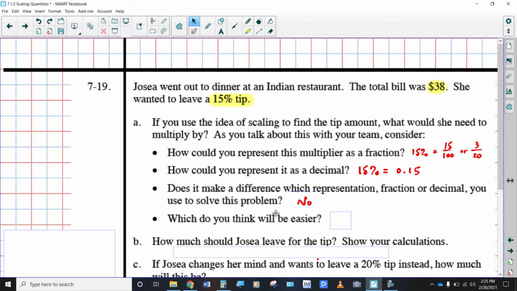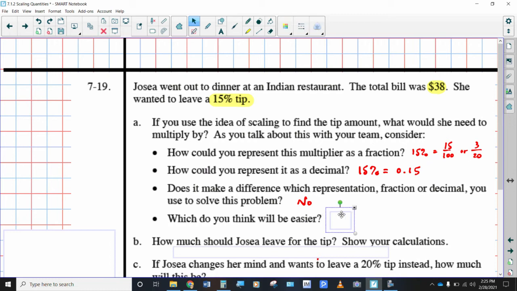Choose whichever one works better for you. Now, I will tell you most people will choose to use the decimal equivalent because that makes it easier to use your calculator. But you don't have to. Sometimes the problems can be solved mentally better if you have it in fraction form. So either way works fine.